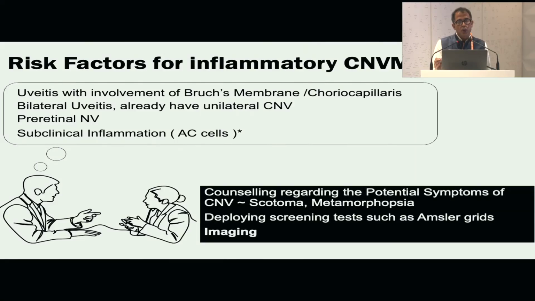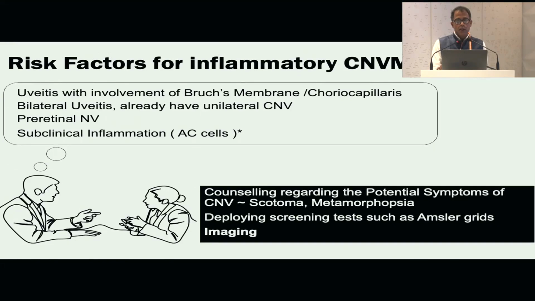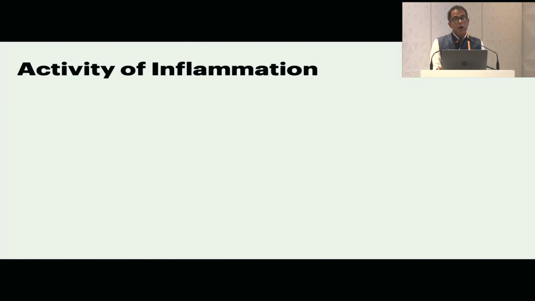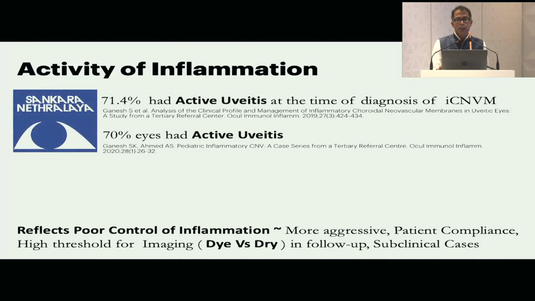Very important is that you need to explain to the patient the potential symptoms of CNVM, like scotoma and metamorphopsia, so that they can come very early to seek medical care. You also need to train them for tests like the Amsler grid, and you also need to do imaging in these patients.